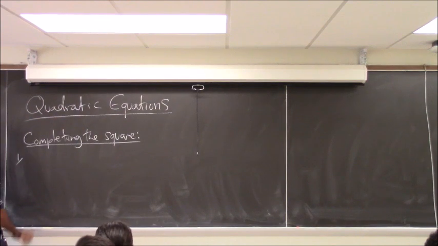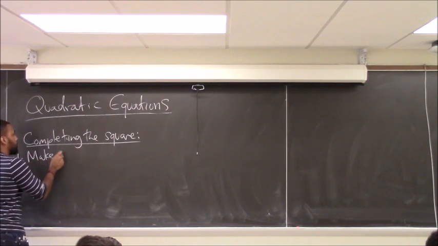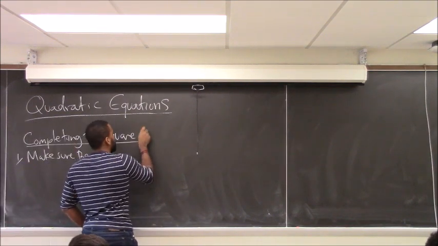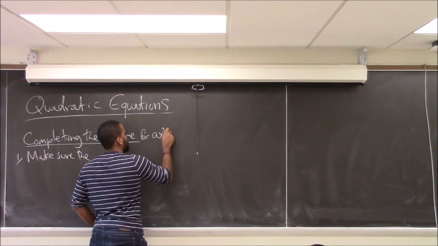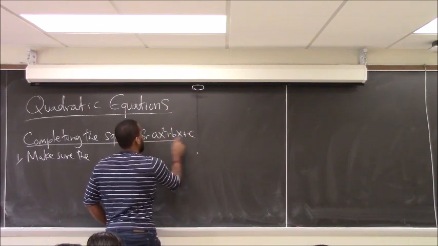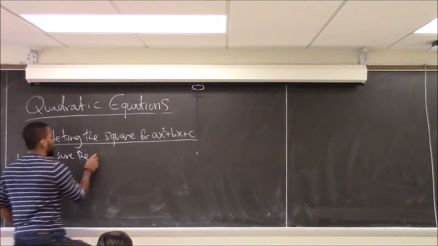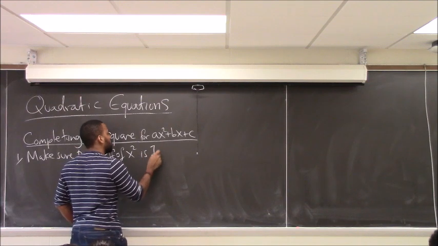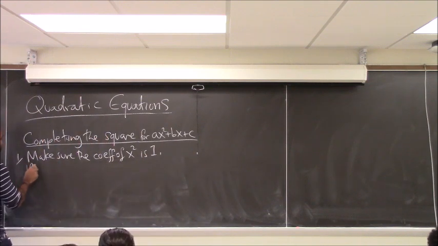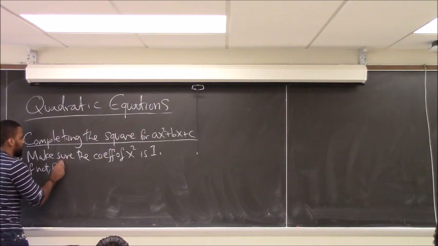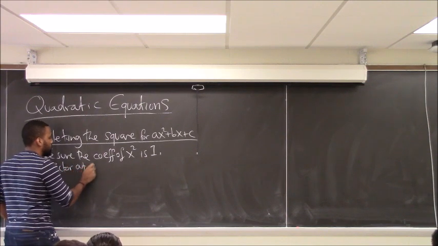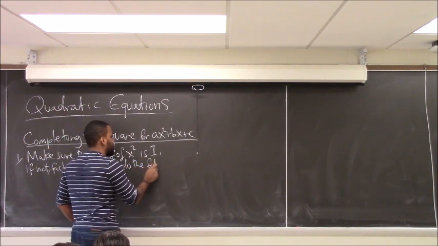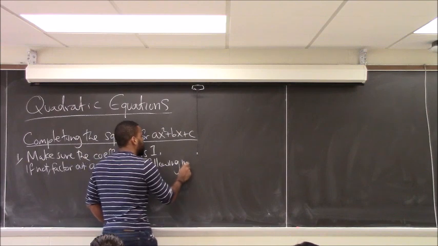Step 1. You're going to complete the square for something that looks like ax squared plus bx plus c. Make sure the coefficient of x squared is 1. If not, factor out the a and do the following inside the parentheses.